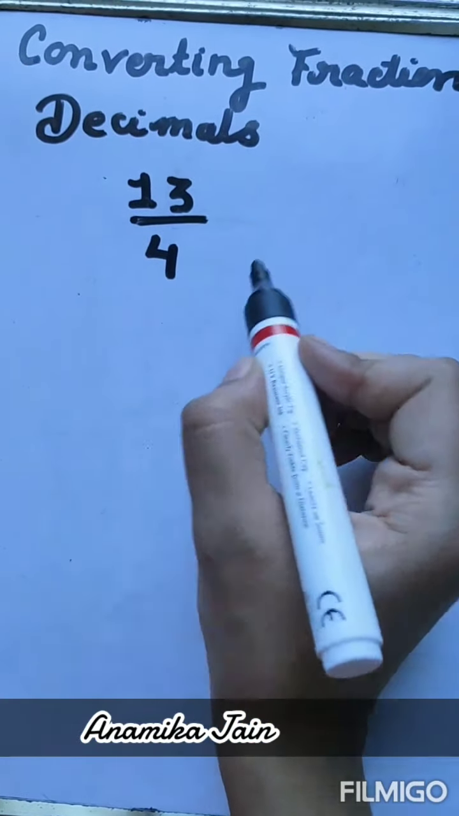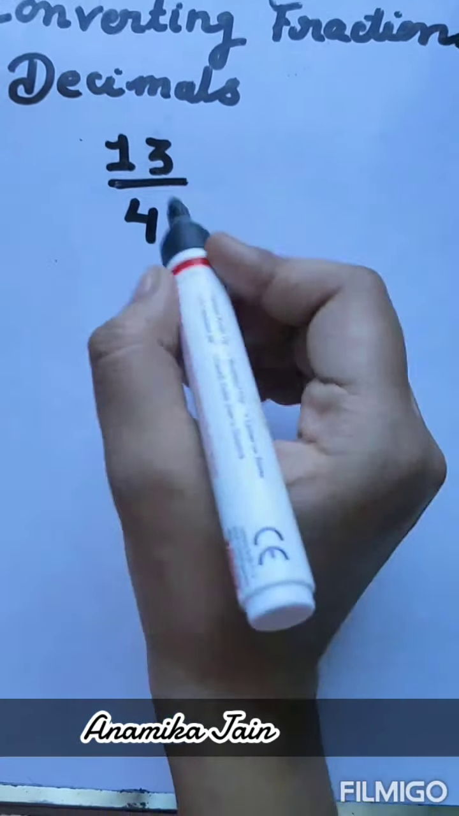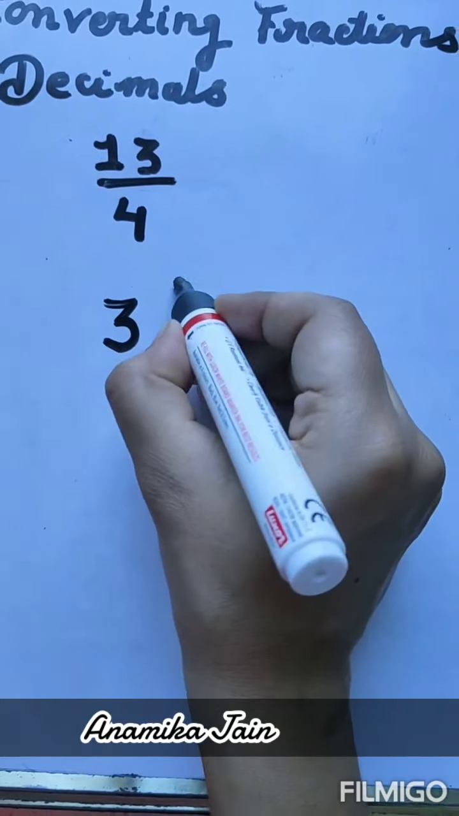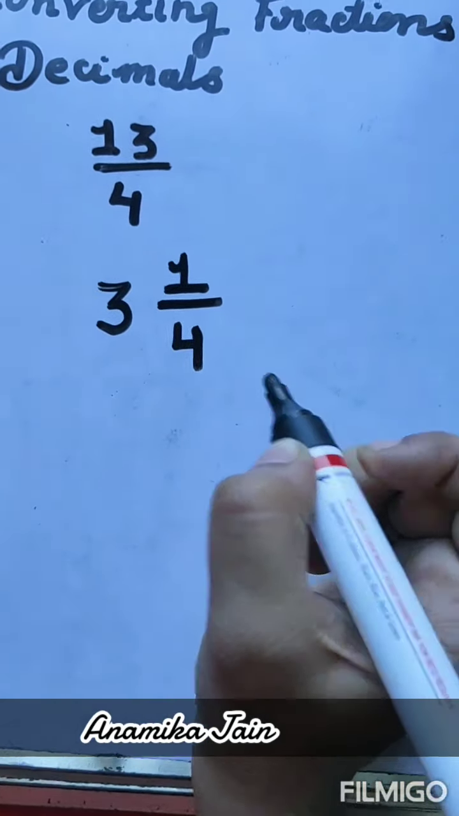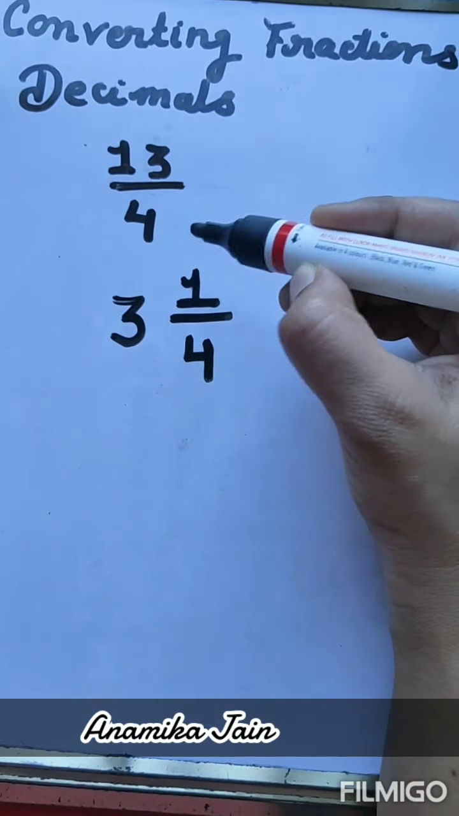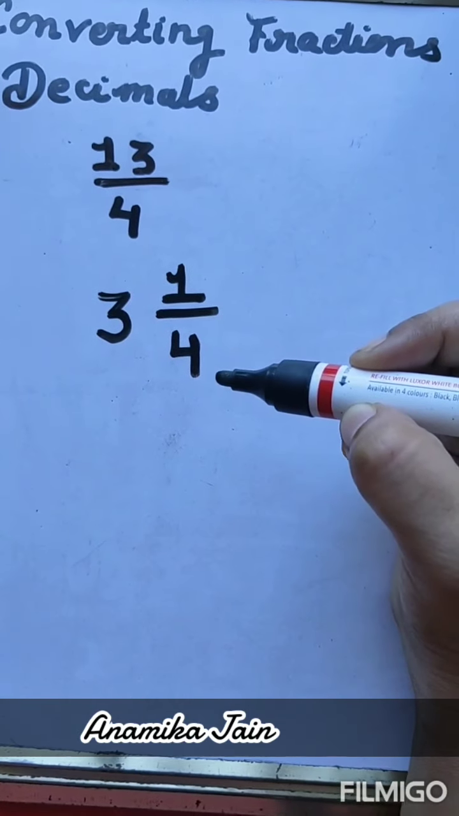Now what to do in case of an improper fraction? We have to convert it into a mixed fraction first. So how do we convert it into a mixed fraction? We know that 4 3s is 12, remainder is 1, and by 4, right? 3 whole 1 by 4. We can write 13 by 4 in the form of a mixed fraction as 3 whole 1 by 4.